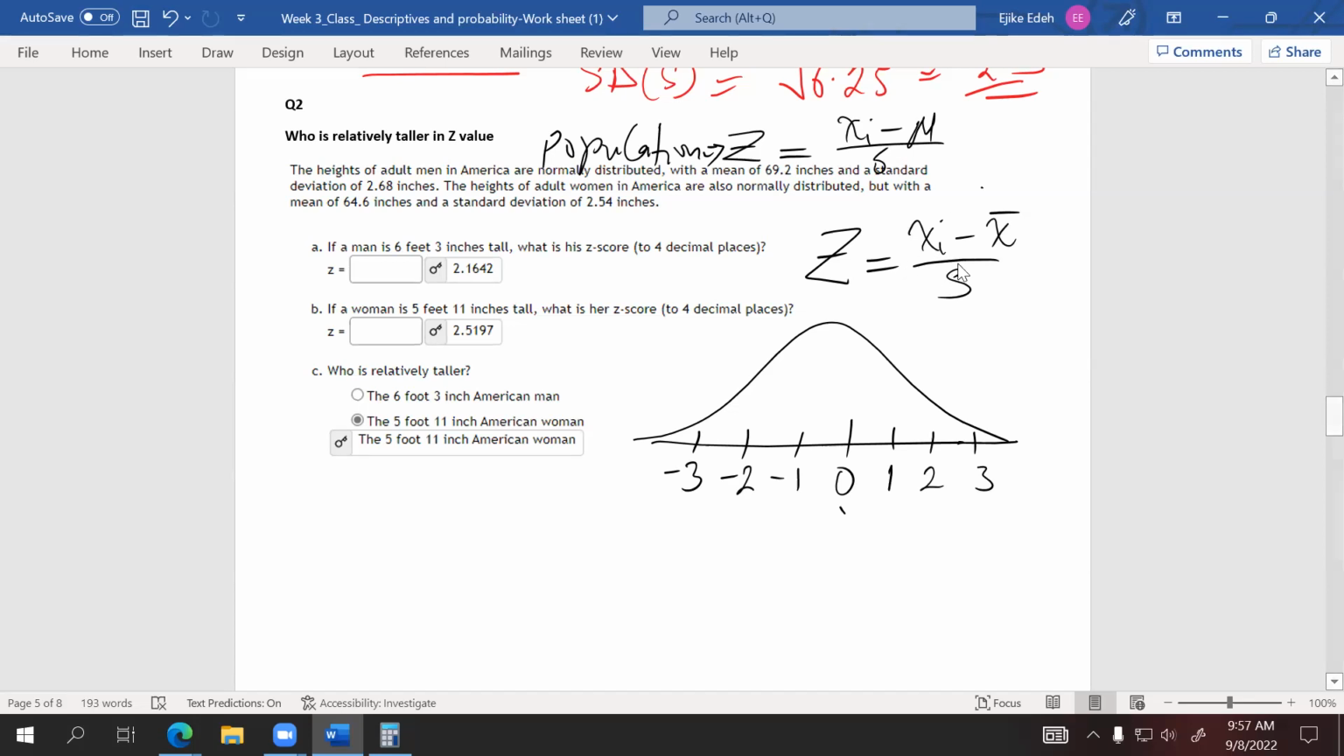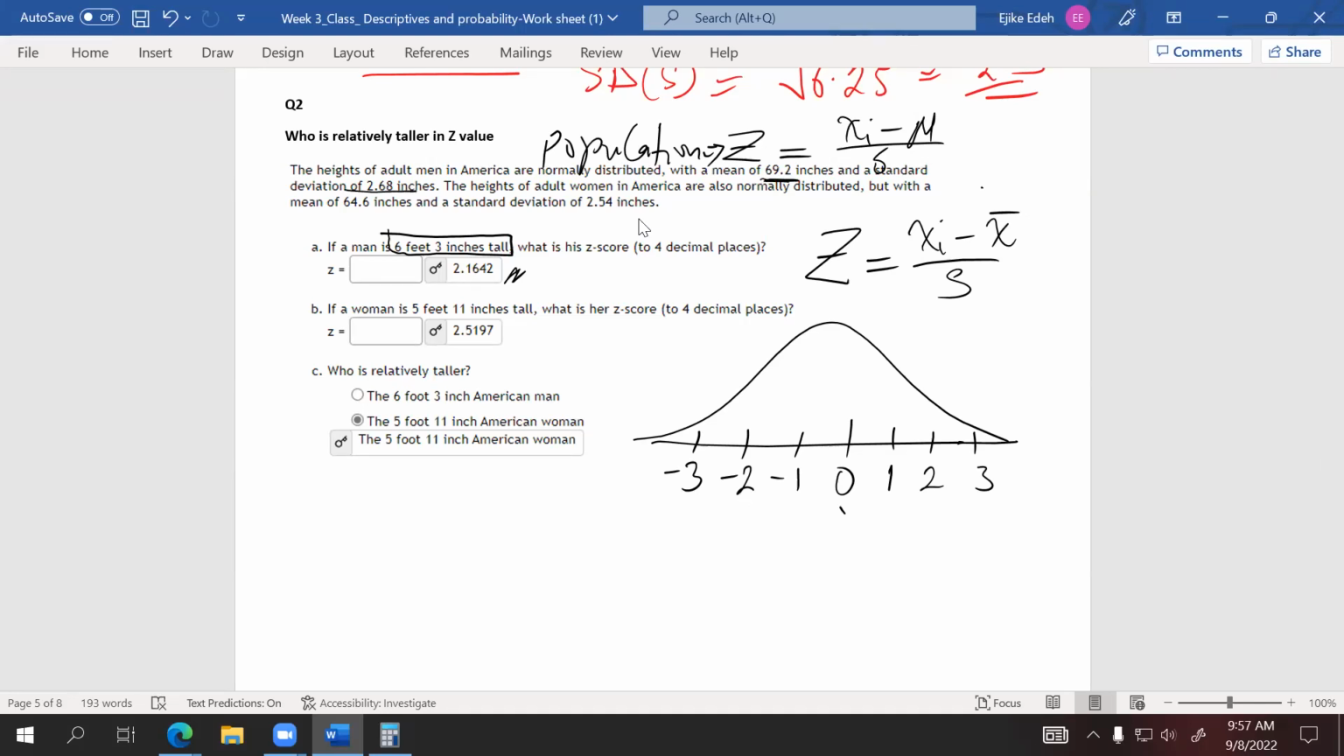The first question says the mean for men is 69.2 and their standard deviation is 2.68 inches. The question is, if a man is 6 feet 3 inches tall, what is the Z-score? One thing I want to point out here is to look at the height of this man that is given. It is given in feet and inches, but the data we are given over here is all in inches.